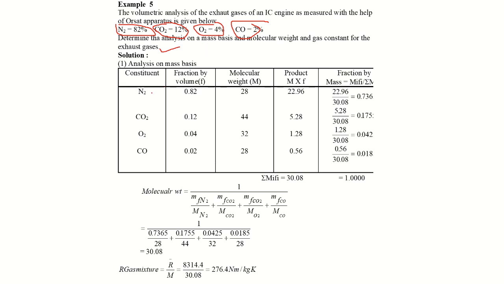Okay, so we have got nitrogen, carbon dioxide, oxygen, and all that. The fraction by volume is 0.82, 0.12, 0.04, and the molecular weights are those of nitrogen, carbon dioxide, oxygen, and carbon monoxide. So you can find out the mass now. Fraction times molecular weight gives the product, 22 point something, 96 and all those things. So you can find out this total. You add this. Now mass fraction we can find out.